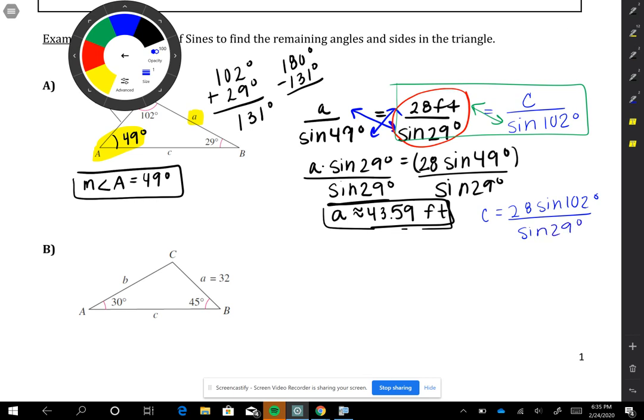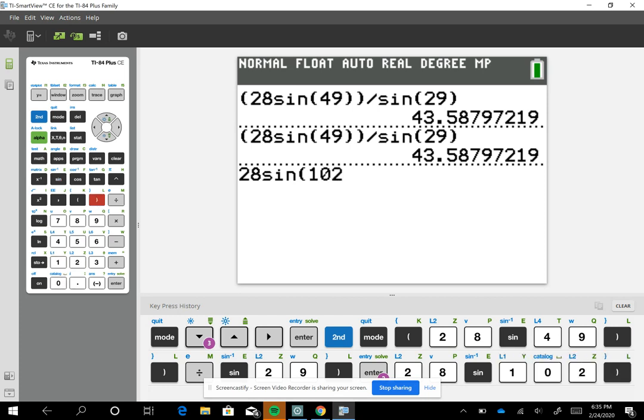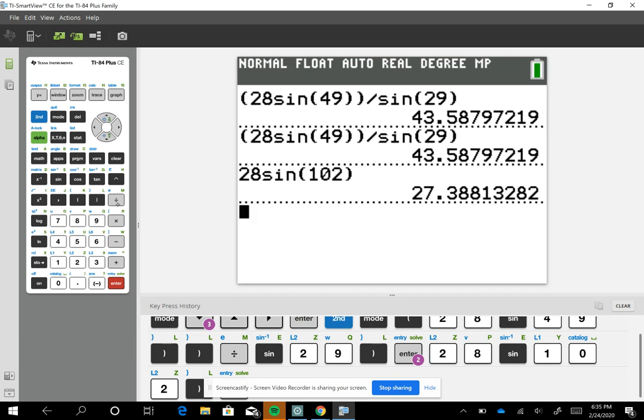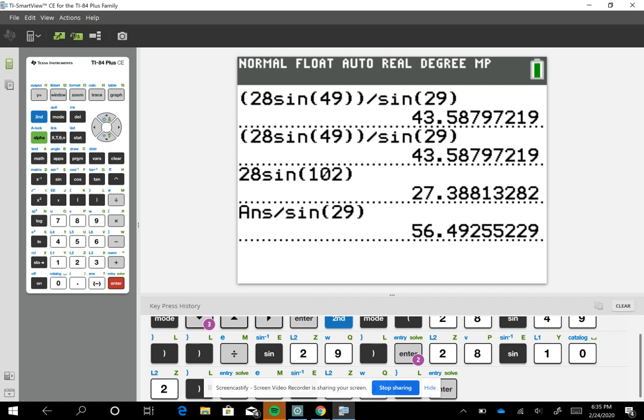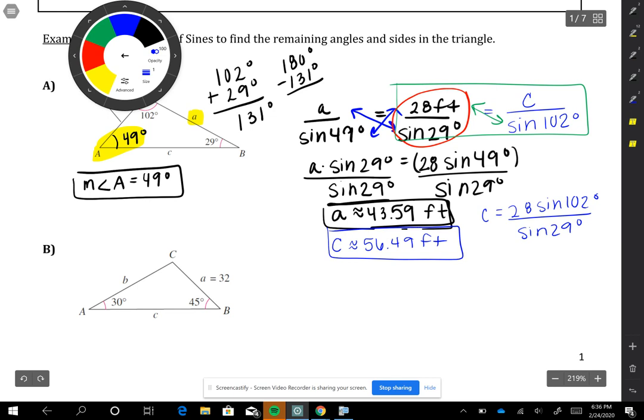So going back to my calculator, 28 sine 102, I'm just going to go ahead and press enter there, and then divided by the sine of 29. And I get approximately 56.49 feet. That is c. So c is approximately 56.49 feet. And we have solved that triangle.